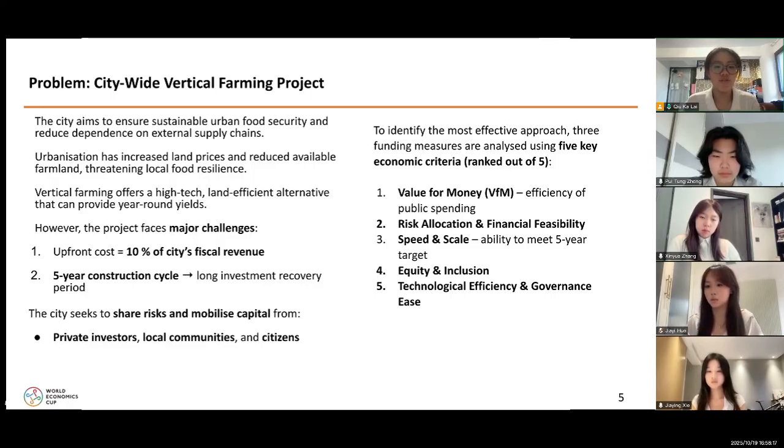Second, risk allocation and financial feasibility considers how costs, risk, and profits are distributed among stakeholders to ensure fiscal sustainability. Third, speed and scale evaluate the capacity to deliver citywide farms within the 5-year target. Equity and inclusion measures the fairness of benefit distribution. And finally, technology efficiency and government ease examine how well each model integrates innovation while maintaining simple, accountable management.